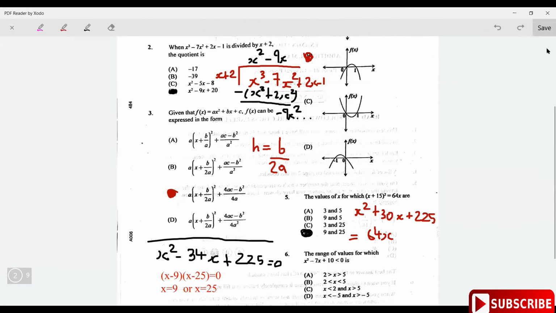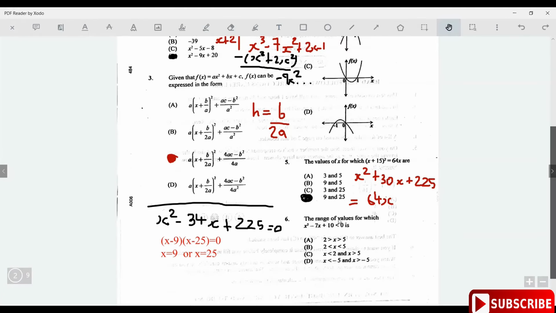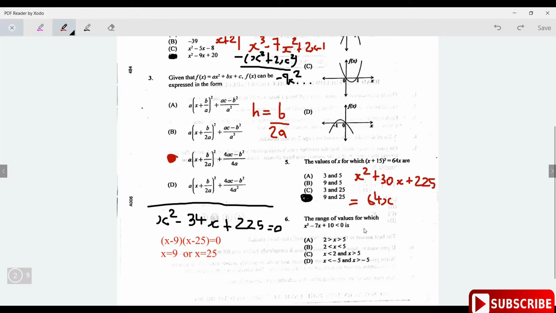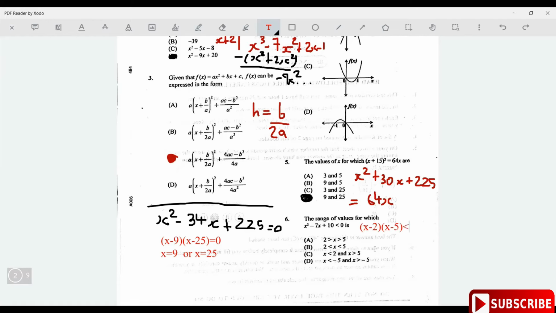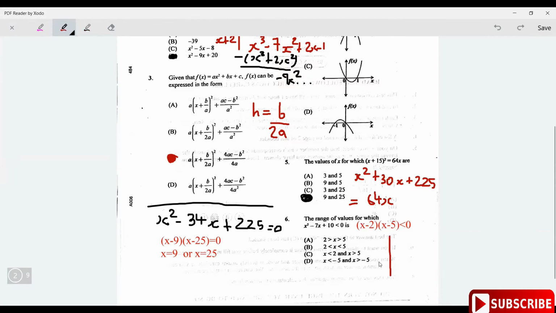Question 6. Question 6 says the value of x for which x squared minus 7x plus 10 is less than 0. So the value of x for which this is less than 0, well, first thing you have to do is factorize. So factorize this expression to get x minus 2 times x minus 5, and this is less than 0. And so what you need to do, it's always good when you just draw a little sketch. You draw a little sketch to see what's going on.